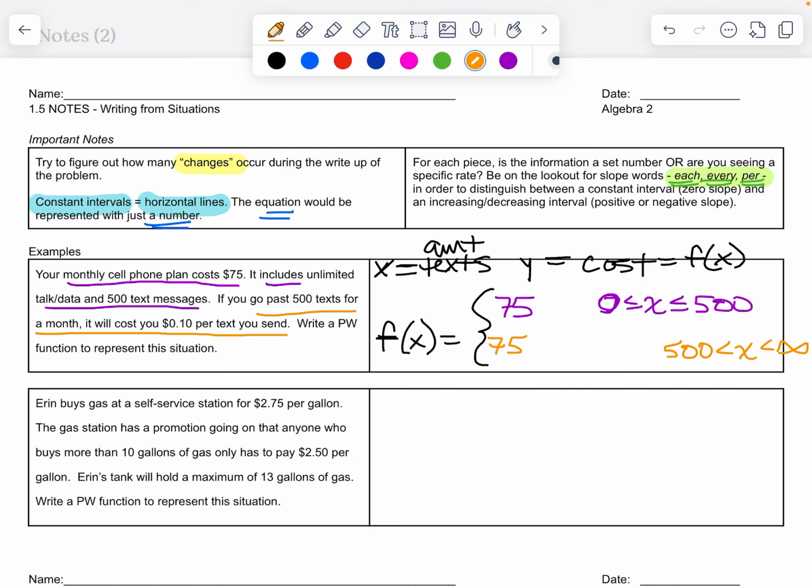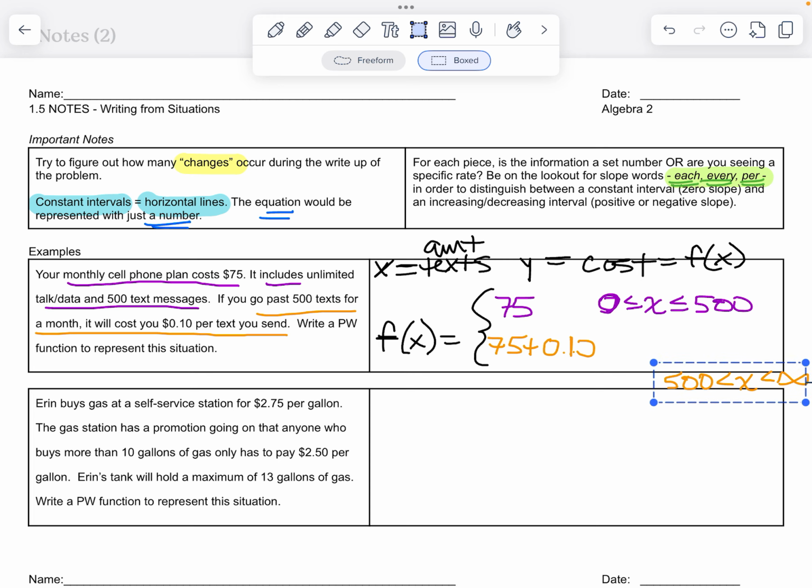All right, so I know that it's going to cost me 10 cents. And I know that it's going to be for every additional text sent past 500. So we're talking 501, 502, 503. But those things are all going to cost 10 cents.